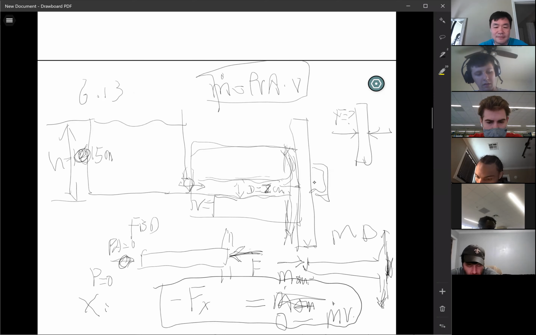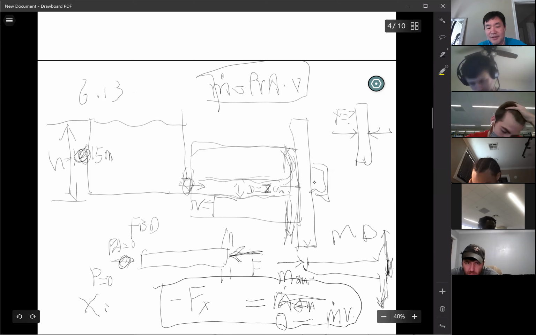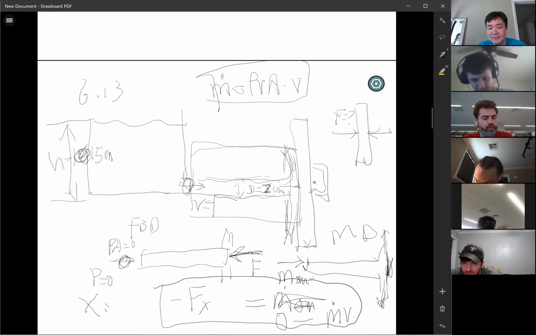For velocity? Yeah, it's a tank, open to atmosphere. You shoot the water out, right? What is the outlet velocity? I mean, from this equation, it's force over mass flow rate.